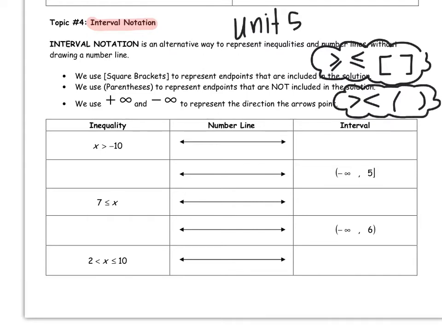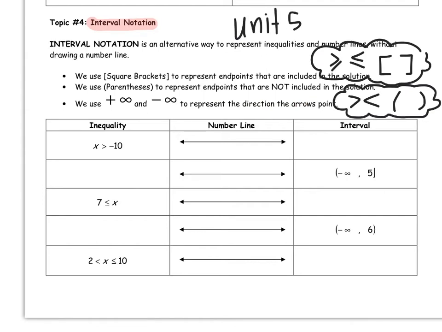So the next thing says that we use these symbols here, positive, and this symbol means infinity. And I know that you guys know infinity means it goes forever and ever and ever. Positive infinity means that the number is so big that on a number line we can't actually plot that number. It just keeps going to the right on a number line forever. Negative infinity means that it's a number that's so big but negative, so actually that would mean so small, that it goes to the left forever on a number line. So we use positive infinity and negative infinity to represent the direction the arrows point.